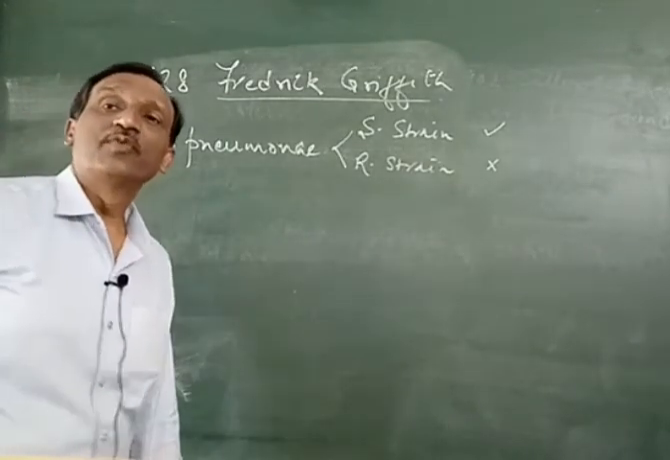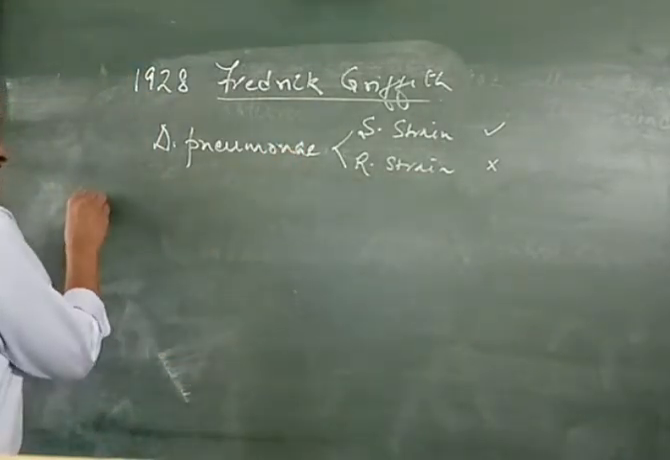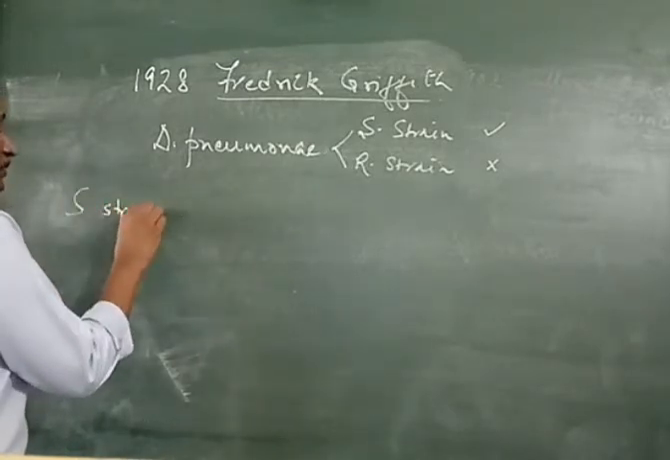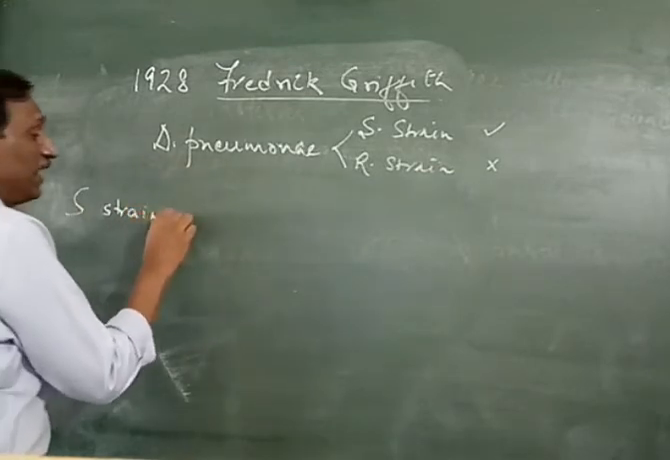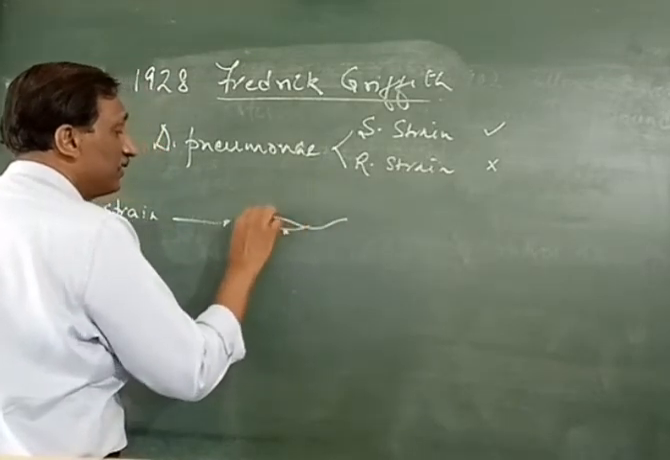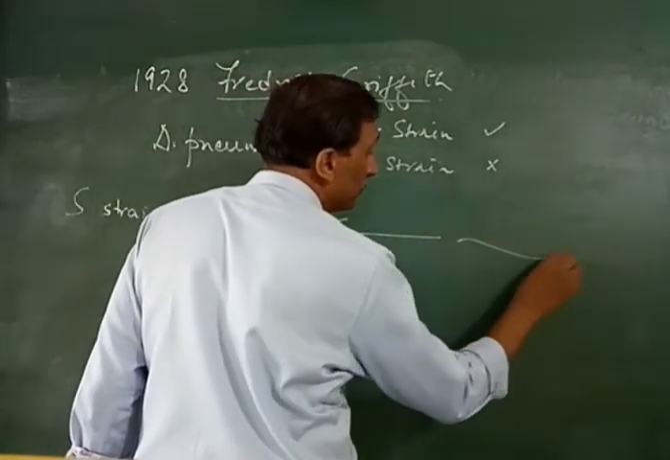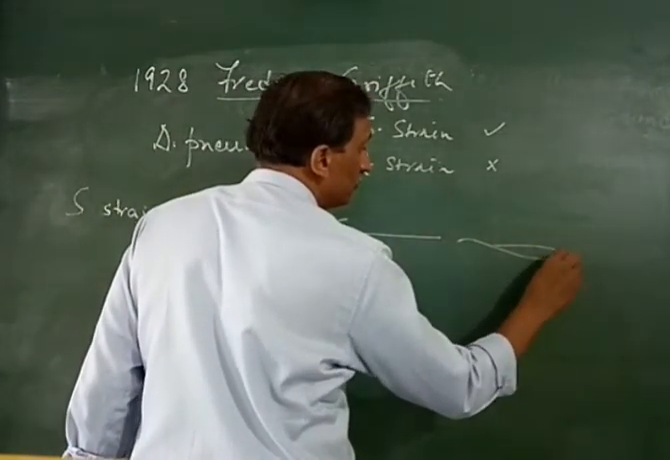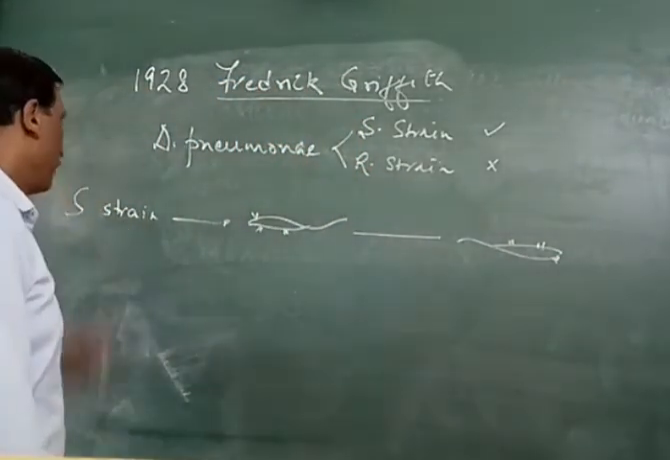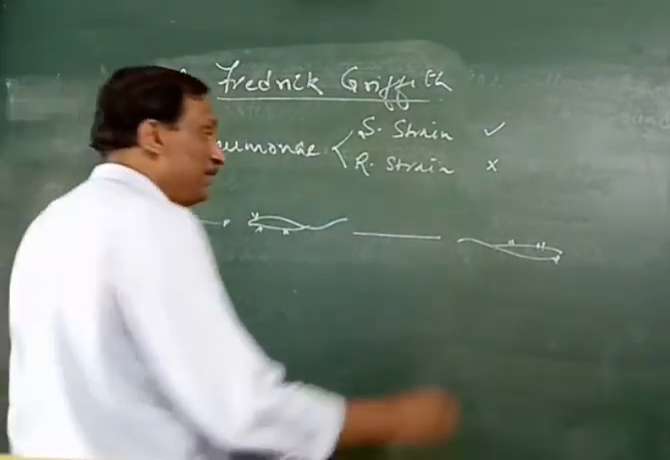His experiment was very interesting. Let us study what his experiment was. He took some S strain bacteria, Diplococcus pneumoniae, and injected it into rats. This is a rat. Injected, and what he found was that the rat died. When the S strain is given to a rat, the rat suffers from pneumonia and dies.